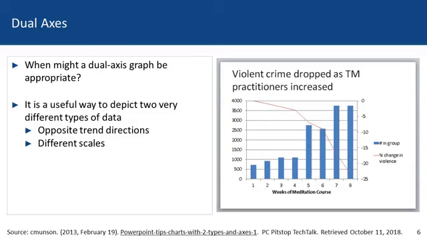Why might one use a dual axis? And in what cases is using a dual axis appropriate? A dual axis is a useful way to depict two very different types of data. For example, if you have opposite trend directions, or, as in this case, very different scales. You can see the y-axis on the left is in the thousands, while the y-axis on the right is in single and low double-digit numbers. It would not be possible to even see the red line if we tried to show it on the same axis as the bars that are displayed on the left side y-axis.